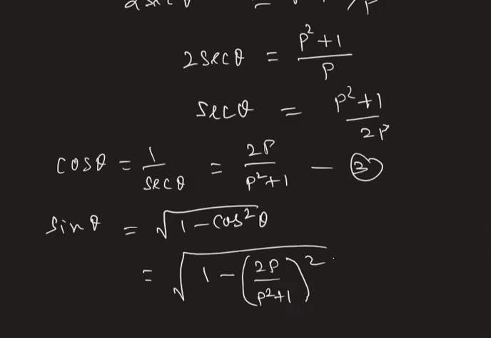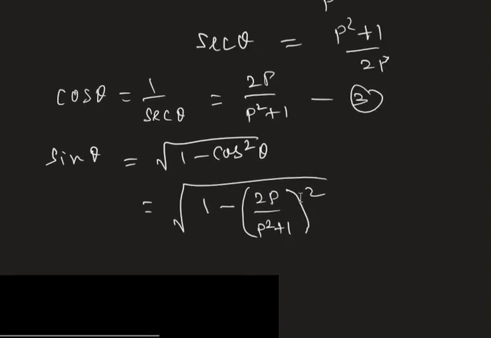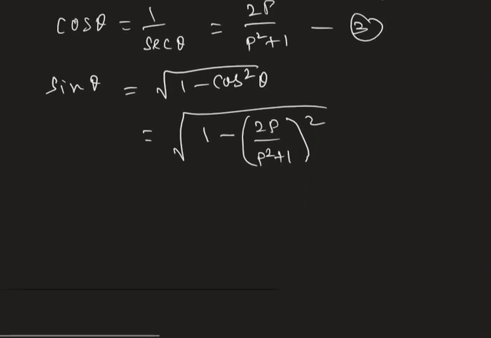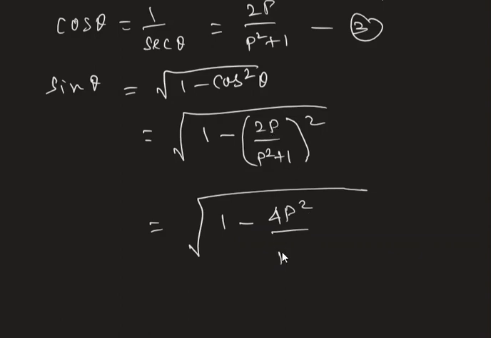Okay, then now we can further expand it, that is equal to the whole square root of 1 minus 4p squared, is it not? This is 4p squared divided by p squared plus 1 whole squared. Okay, p squared plus 1 whole squared, that is equal to sine theta.